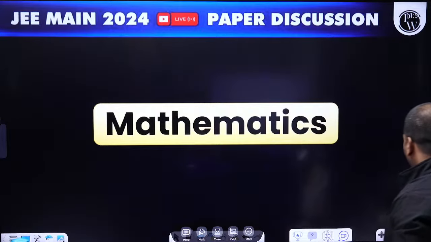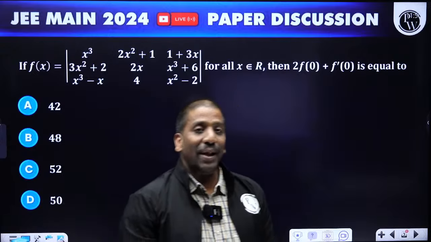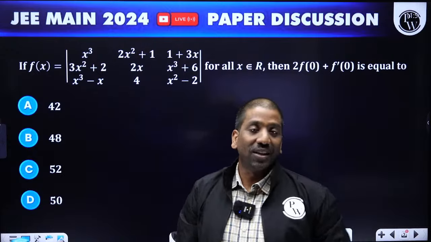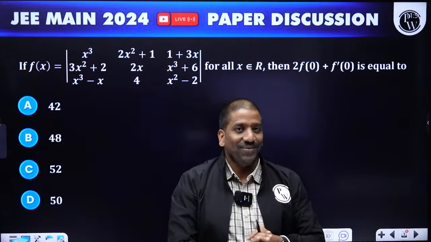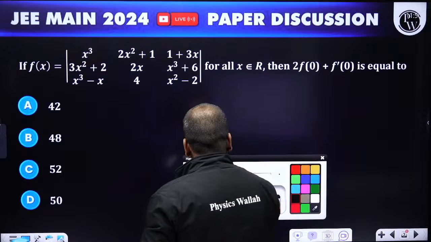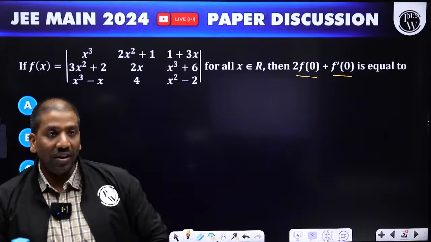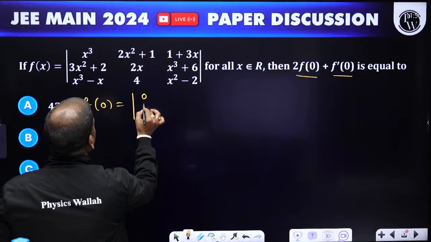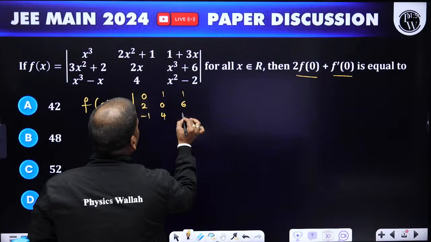Mathematics. First question from the session, from determinant. In yesterday's session also, a few questions from the determinants without expanding, right? So directly we applied looking at the sine x. Here, we want both f of 0 as well as f dash of 0. First, let us find f of 0. What is f of 0? F of 0 is 0, 2, minus 1. 1, 0, 4. 1, 6, minus 2.